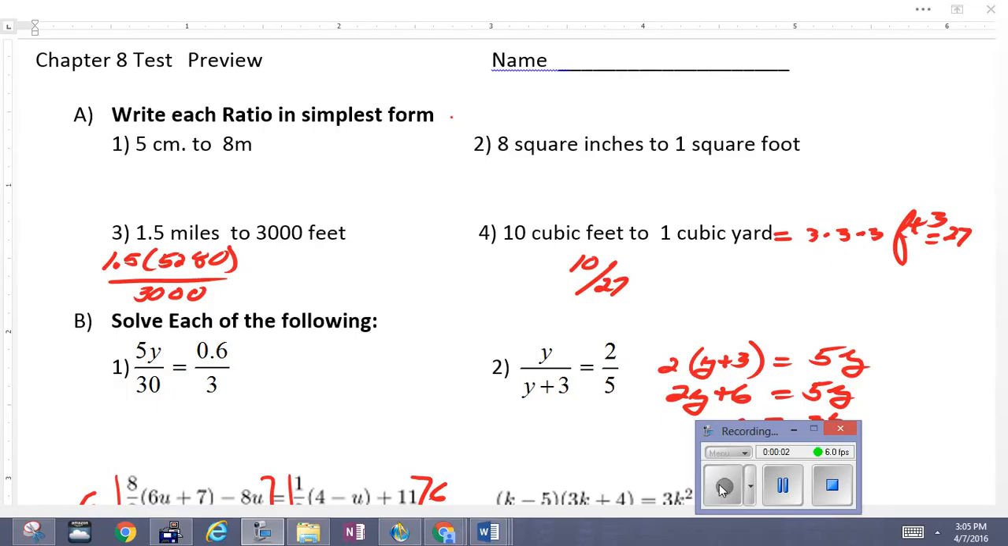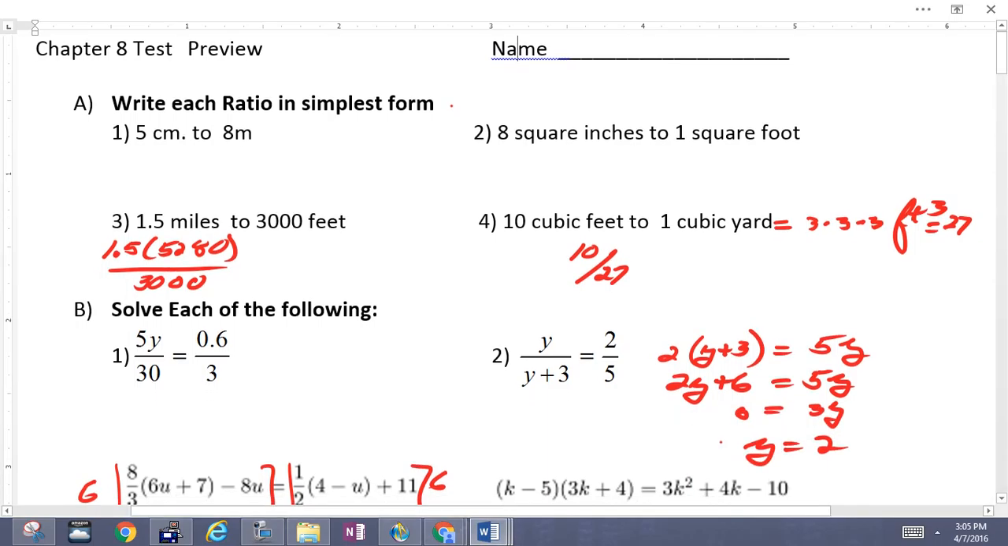Okay, guys, I'm going to discuss some of the problems from our Chapter 8 test preview. Again, I'm not doing them all. It's up to you. I'm just going to advise you as to how to proceed with some.